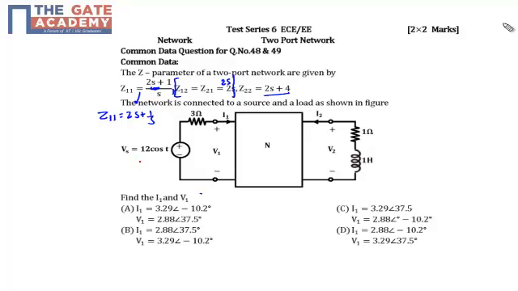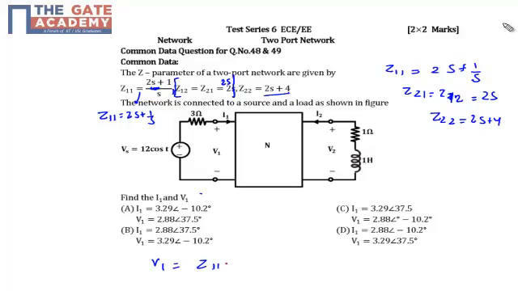So we see that Z11 is given as 2s + 1/s, Z12 is given as 2s, and Z22 is given as 2s + 4. So let's apply the Z parameters. We know that V1 is equal to Z11 times I1 plus Z12 times I2. So it will be equal to (2s + 1/s) times I1 plus 2s times I2, because Z12 is 2s.